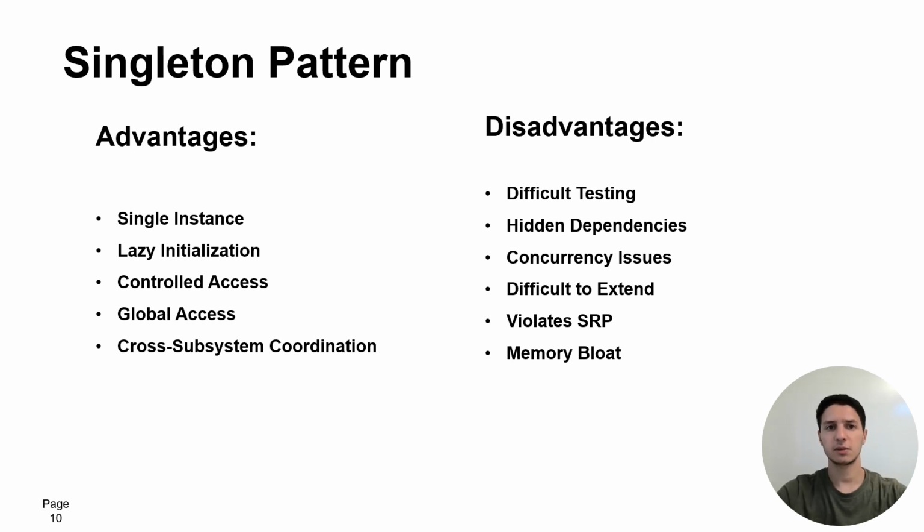Disadvantages. Difficult testing due to the global state and hidden dependencies. Global access can lead to tight coupling and hidden dependency. Concurrency issues. Improper implementation may cause race conditions in multi-threaded environments. It's difficult to extend. Singleton is restrictive and hard to subclass or modify. It violates SRP, the single responsibility principle. Memory bloat because the single instance persists throughout the application's lifetime, potentially wasting memory.